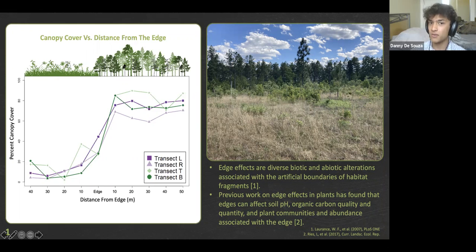An edge effect can be observed in this figure detailing canopy cover versus distance from the edge. As we go along the x-axis, once we hit the edge, we see a drastic spike in canopy cover on the y-axis. Previous work on edge effects in plants has found that edges can affect soil pH, organic carbon quality and quantity, and plant communities and abundance associated with the edge. To date, most of the research on edge effects is focused on how they impact plants and large-scale animals, but edges affect soil as well.